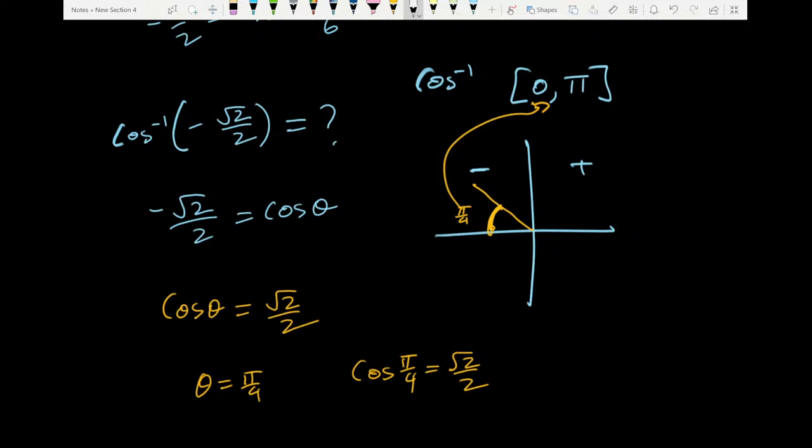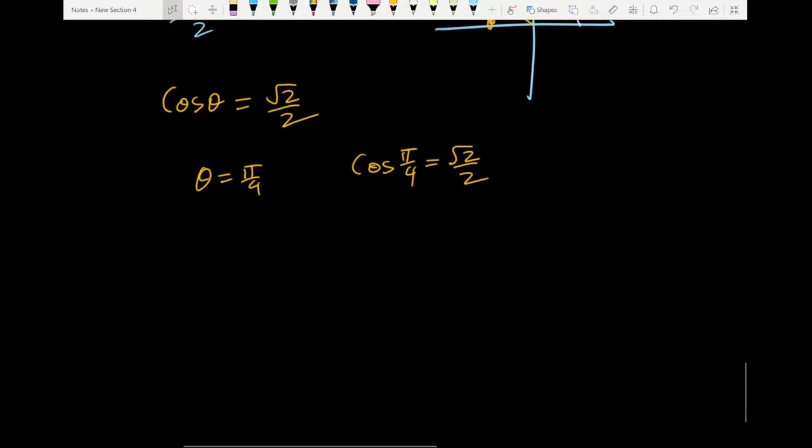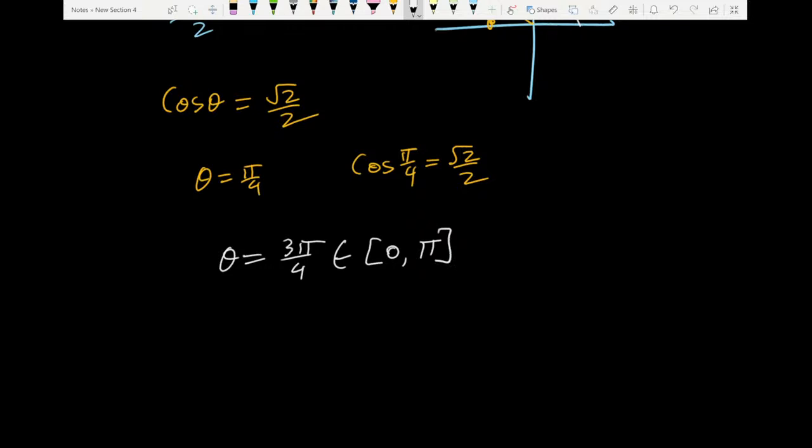So in this case, what's the measurement of this actual angle? If this is pi over 4, this is going to be 3 pi over 4. So your final answer is theta equals 3 pi over 4, which lives inside 0 to pi. Okay, good.